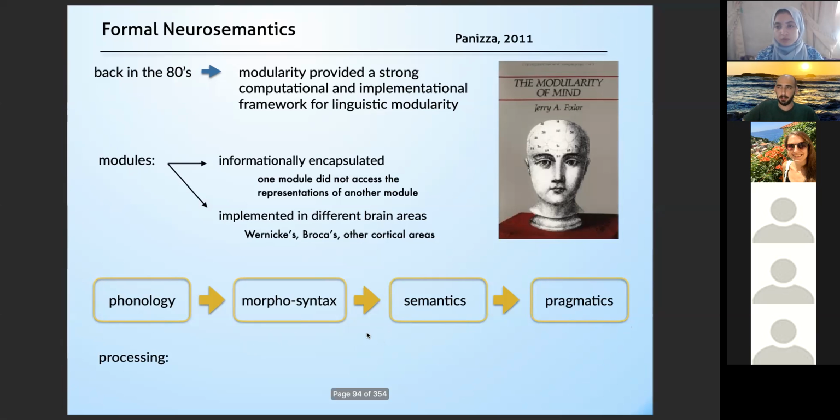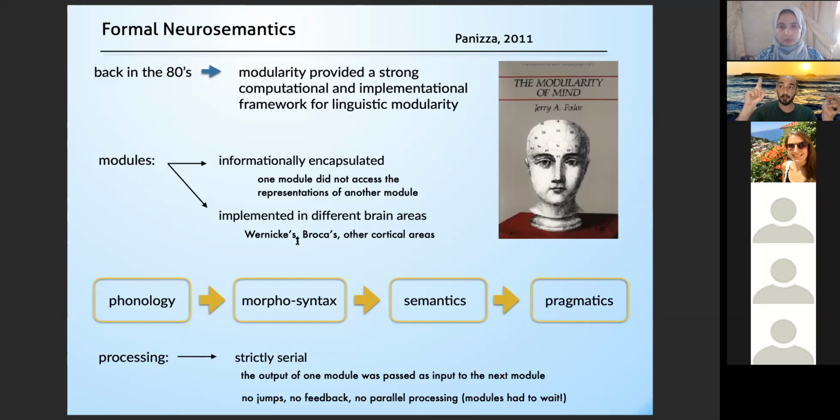So I already told you other features of this. The processing is strictly serial, okay? Which means that once you pass the information from phonology to morphosyntax, you cannot go back. You can only go in one direction, this to this, to this, to this, and to this, or start over again, okay? It doesn't mean that you cannot have, for instance, a reanalysis. You can have a syntactic reanalysis, but that would happen within the syntactic module. Or you can have a complete reinterpretation of the sentence, changing the words in the sentence, but then you have to start over again. You have no feedback, okay? The output of a module is passed as input to the next module. No jumps, no feedback, and most importantly, no parallel processing. Your semantics cannot start processing your linguistic input before the syntactic module has done its job, right? It has to wait.